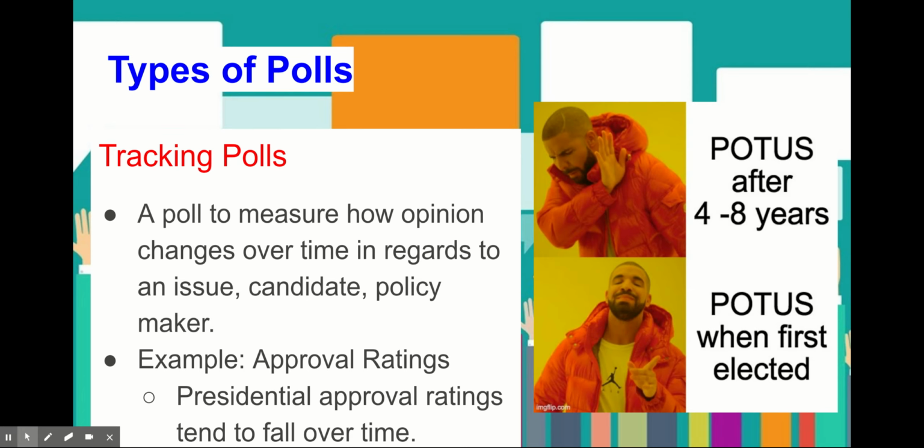Approval ratings are a good example of tracking polls. We use these a lot for the president to see how the American people feel about the president on any given day. Usually from the beginning of their presidency to the end, we see a drop off in approval ratings. We call it the honeymoon period. When a president first comes in office, they tend to have the highest approval ratings they're going to have. And just as things happen, they tend to become less and less popular.